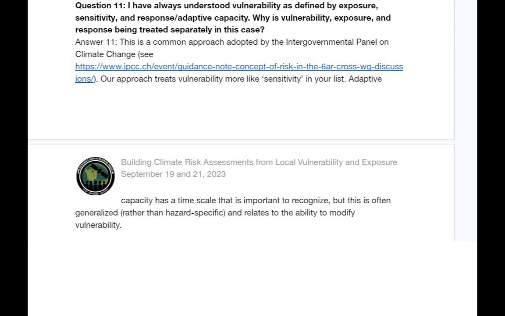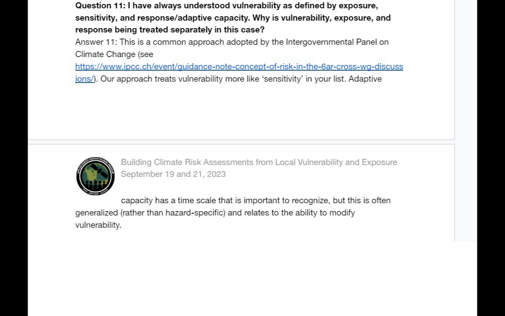And I don't remember what the third component was, not being able to see the question. Sean, could you just read for me one more time question 11? Why is vulnerability, exposure, and response being treated separately in this case? Yeah, but in the second sentence, I think it was something about different components that they had treated, sensitivity. I've always understood vulnerability as defined by exposure, sensitivity, and response/adaptive capacity. All right, so I think I did address it.